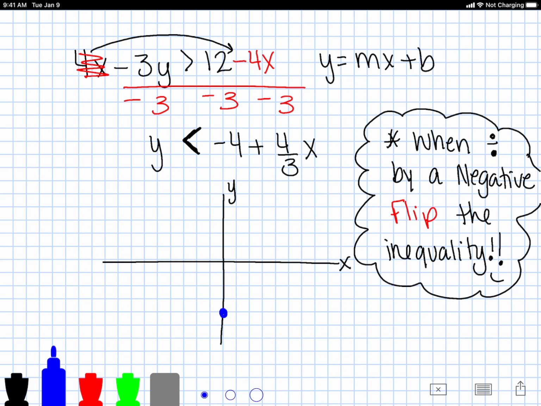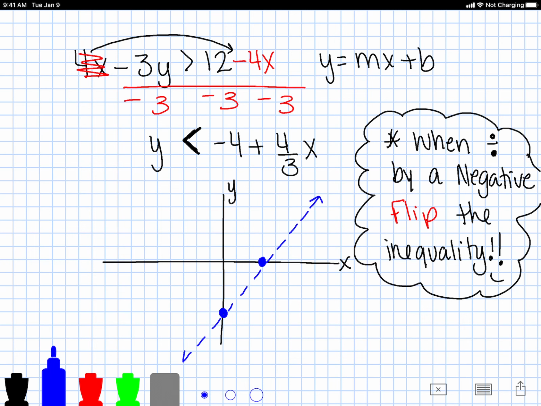Where would I go from that starting point? If you said up 4 and to the right 3, you're absolutely correct. And what kind of line would I draw? Is that going to be a solid line or a dotted line? Look back at your notes. That's right. That is a dotted line.